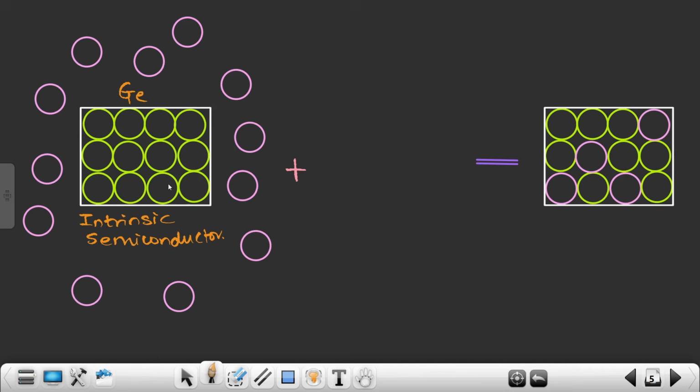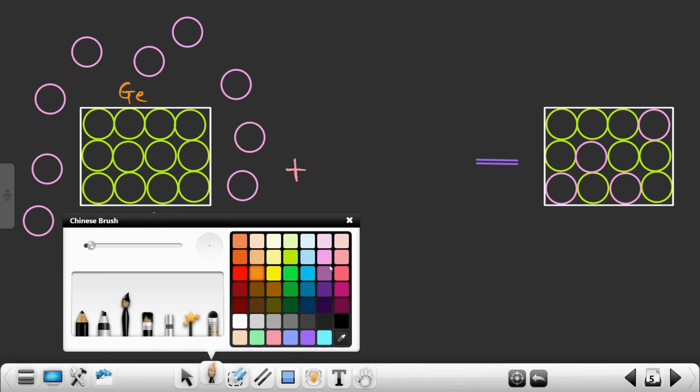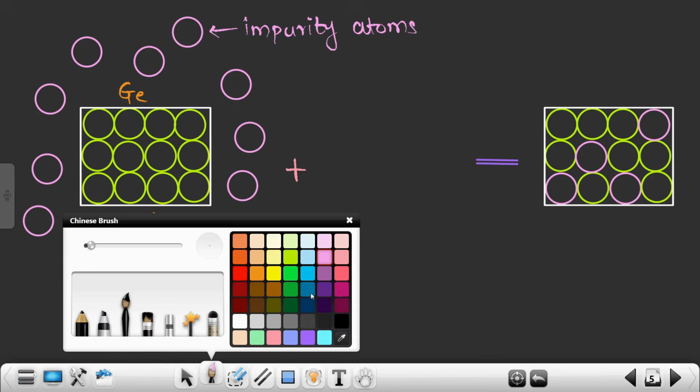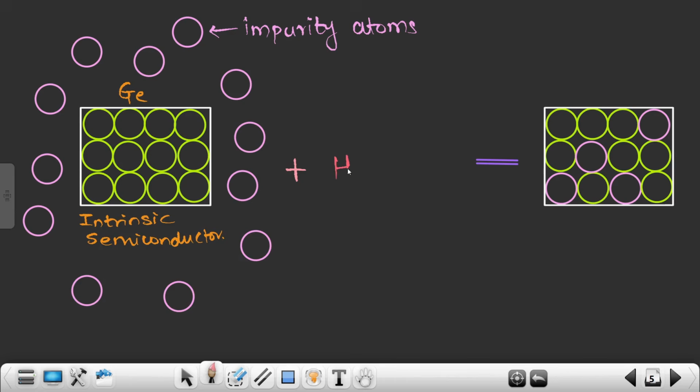There are lots of germanium atoms inside it, and you can see the surrounding atmosphere. In this surrounding atmosphere I have intentionally placed certain impurity atoms. This purple colored circular structure represents my impurity atoms. These are my impurity atoms surrounding this particular germanium crystal. Now what I will do is heat this germanium crystal, this intrinsic semiconductor. I will write over here what I am going to do: I will heat this germanium crystal. This line indicates that I am heating this particular germanium crystal.